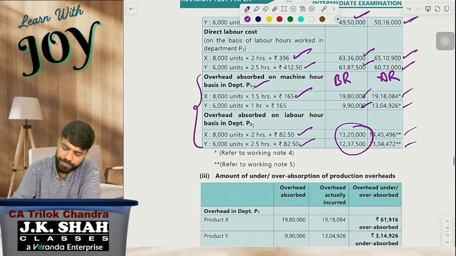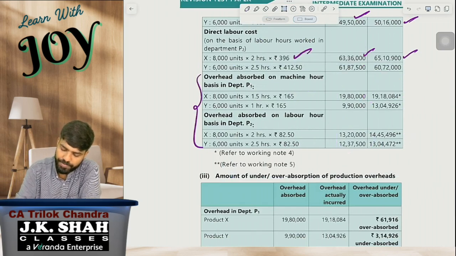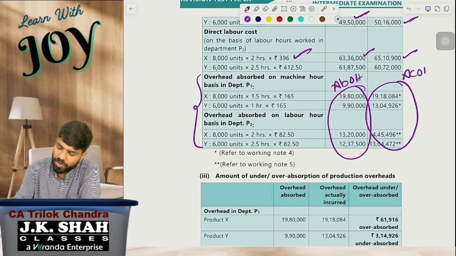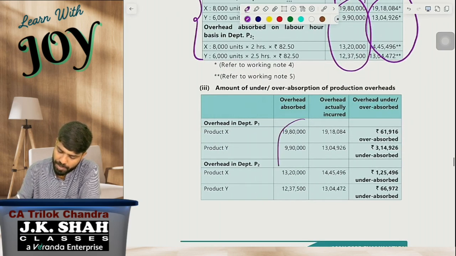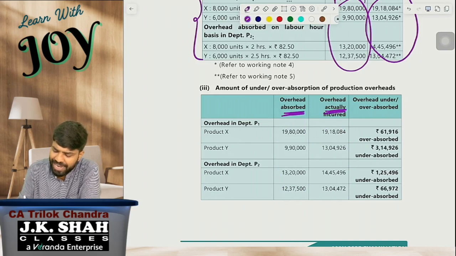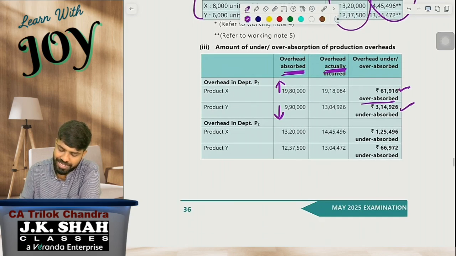Here, whatever we have shown, it is the absorbed overheads, and this is the actual overheads. Okay, look at here. Same amounts have been taken here. Now listen to me carefully. This is the absorbed, this is the actual. Absorbed is 19 lakh 80,000. Here it is 19 lakh 18,000, over absorption of 61,916. Product Y 9 lakh 90,000, 13 lakh 4,926. This is under absorption, under absorption by 3 lakh 14,926. Difference between these two. Next, 13 lakh 20,000, 14 lakh 45,496.